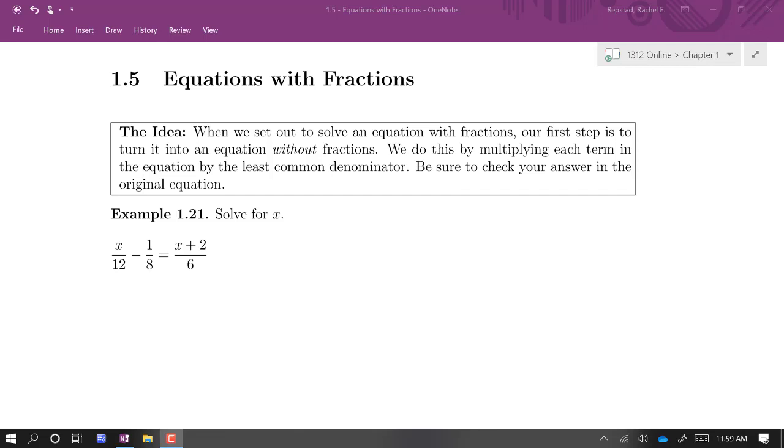Alright, in this section we're going to solve equations that have fractions in them, and basically our strategy is we take an equation with fractions, turn it into an equation with no fractions that we already know how to solve. The way we do this is identify the least common denominator and just multiply both sides by the LCD. So here's one to start out with.